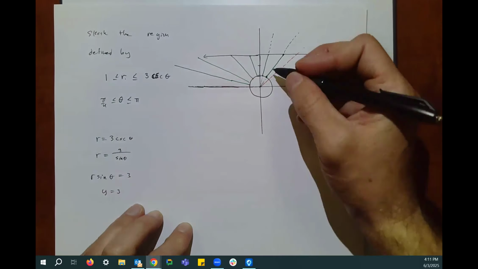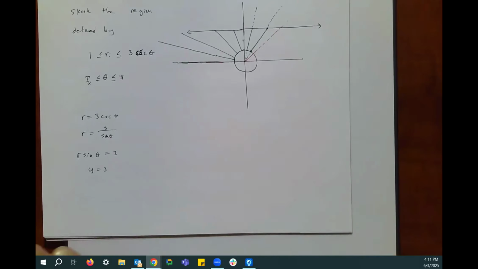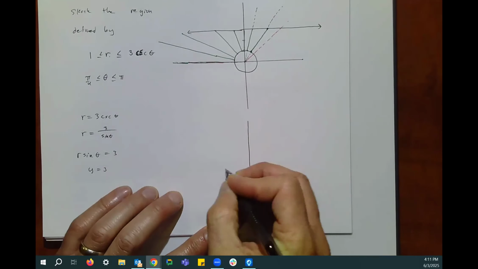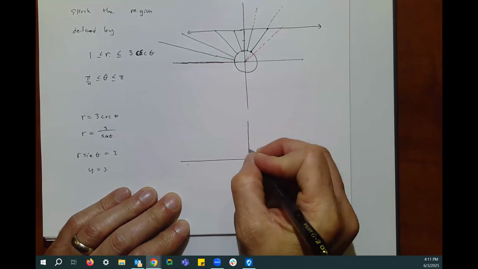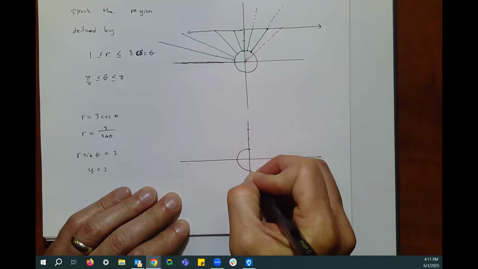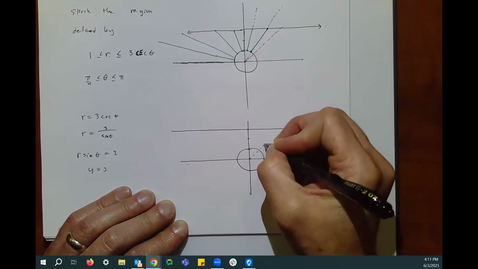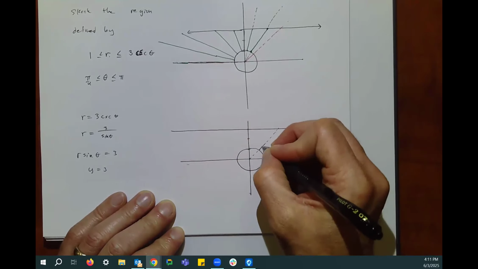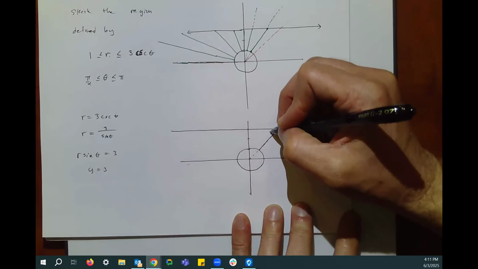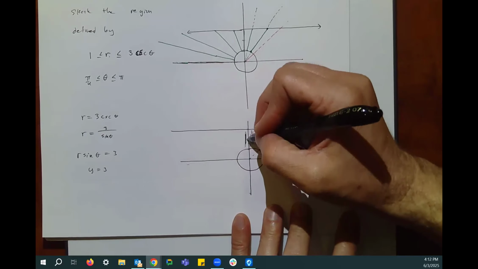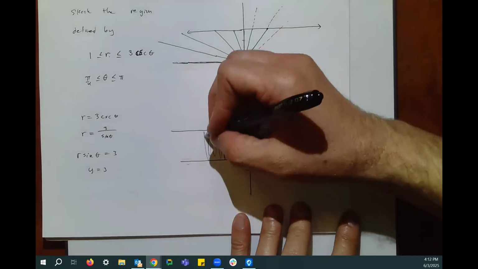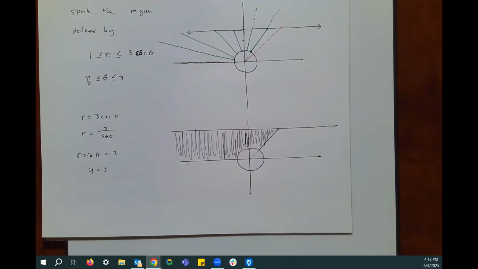So I'm going to draw it again and shade it in. It's going to be all of this, forever and ever to the left. There is no end. Kind of weird.